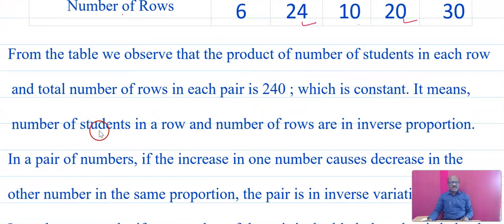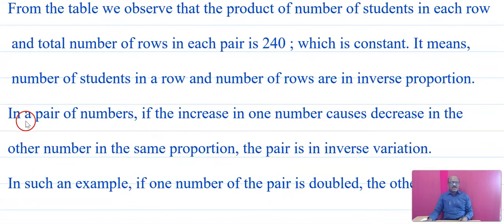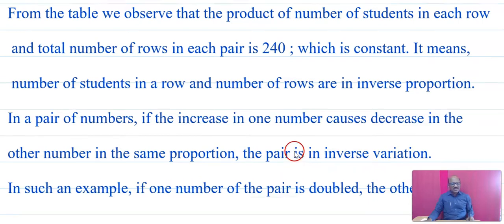It means that the number of students in a row and the number of rows are in inverse proportion. In a pair of numbers, if the increase in one number causes a decrease in the other number in the same proportion, the pair is in inverse variation. That type of pair is inverse variation.